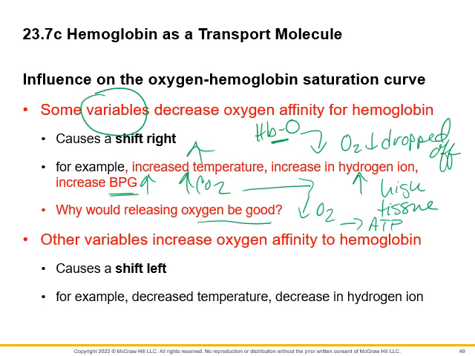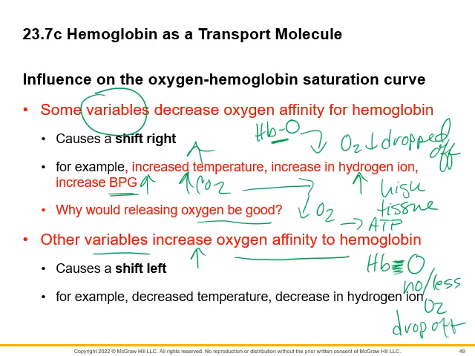There are variables that can increase oxygen affinity, so making this bond stronger. So if you increase the hemoglobin oxygen affinity, you have no or less oxygen drop off. So if you have decreased temperature, if you have decreased hydrogen ions, this affinity is going to be greater and you have less oxygen dropped off.